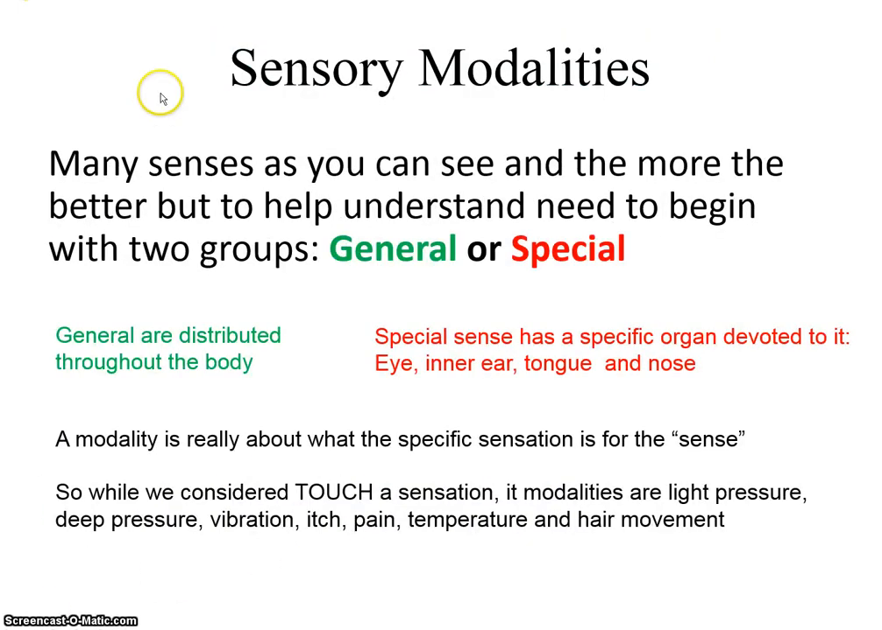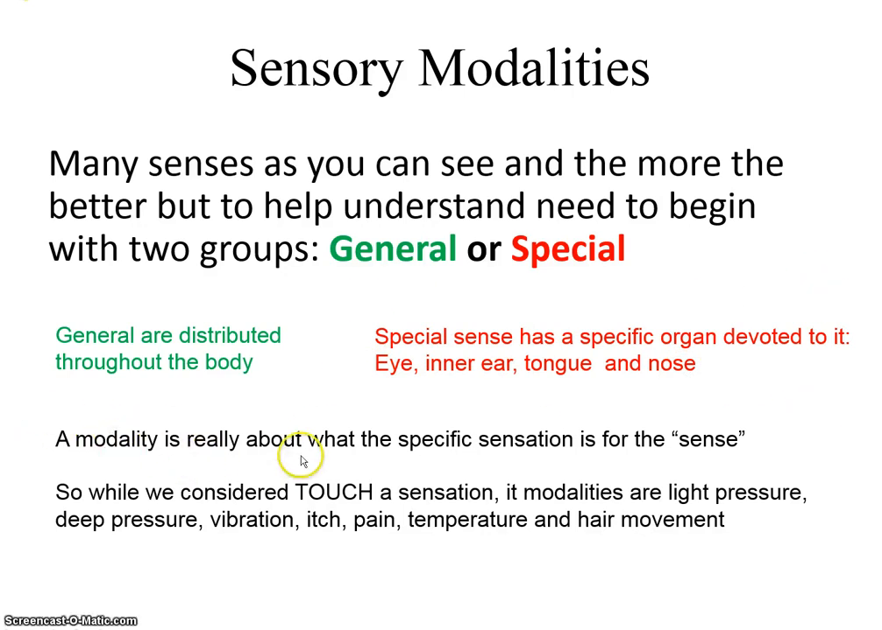All right? So sensory modalities, what is it? We talk about many senses, and the more the better, because this refines our ability to understand the world and detect change, because deviation from change that cannot be restored is disease. So you need to begin with two groups, the general or the special senses. General are distributed throughout the body. Special senses have a specific organ: eye, inner ear, tongue, and nose. That's what makes them special.